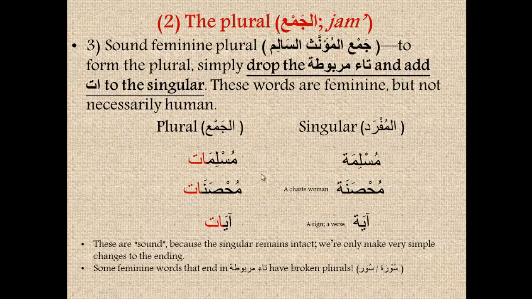These are sound again, just like the sound masculine plurals, because the singular form remains intact pretty much except for the ta marbuta being dropped off. Everything else in the singular appears in the plural. We are only making very simple changes to the ending, adding at. Some feminine words that end in ta marbuta have broken plurals, so watch out. For example, the word surah, the plural is suwar. This is broken. It is not surat, so pay attention to these and make sure to memorize those.